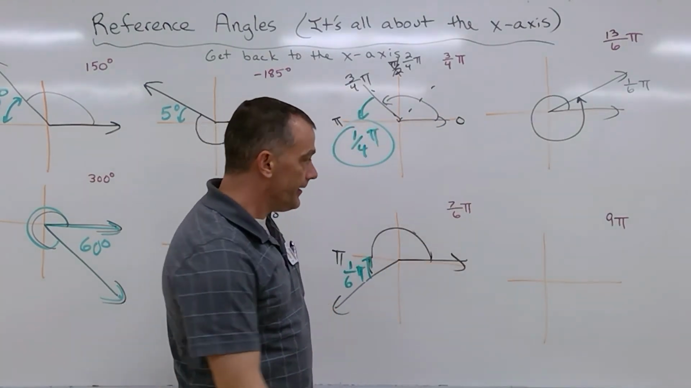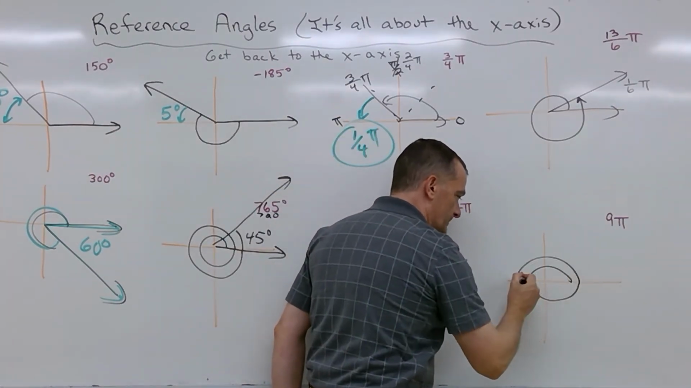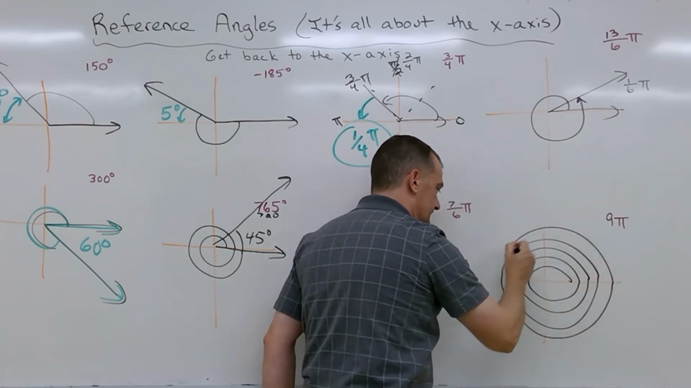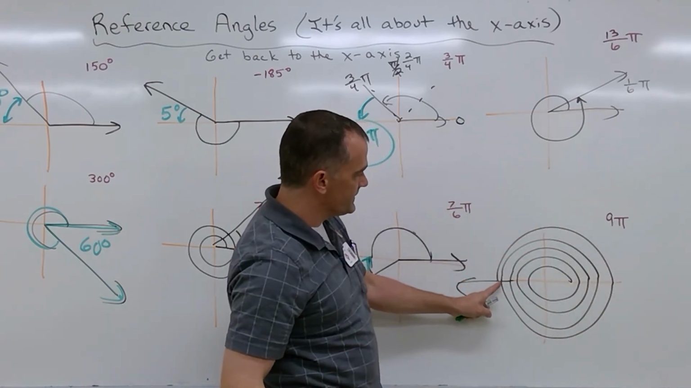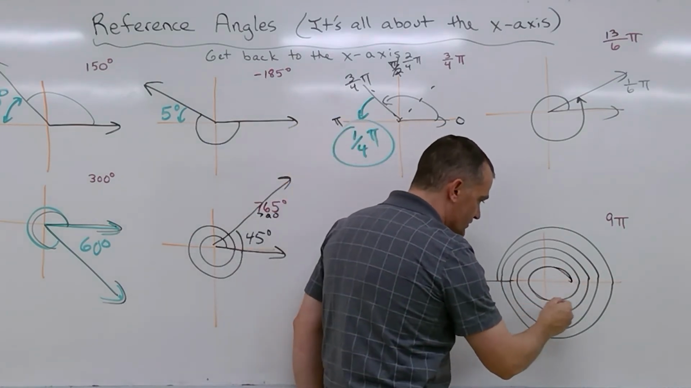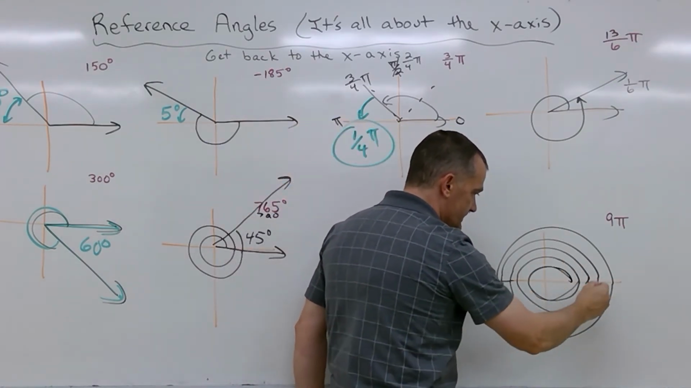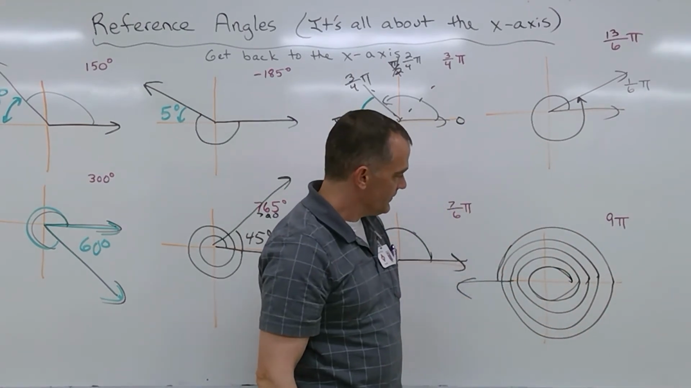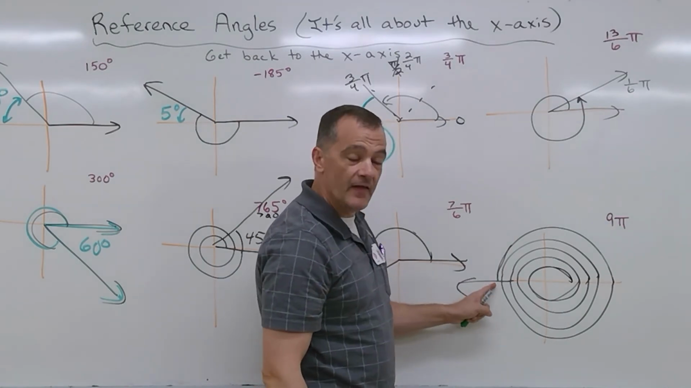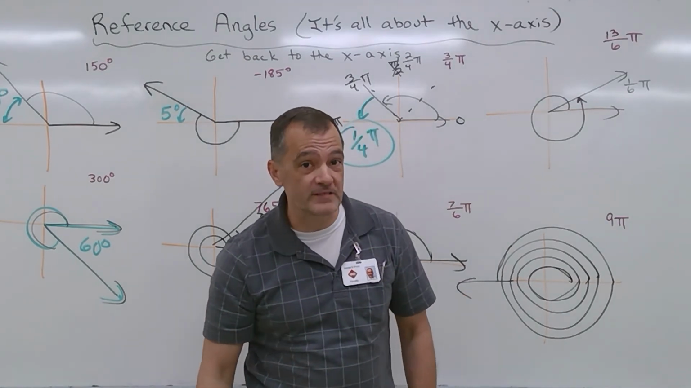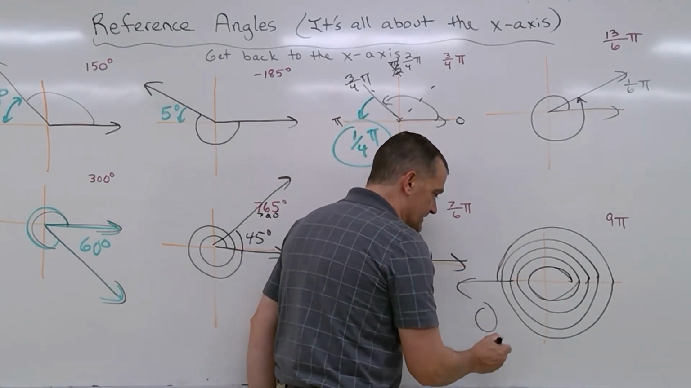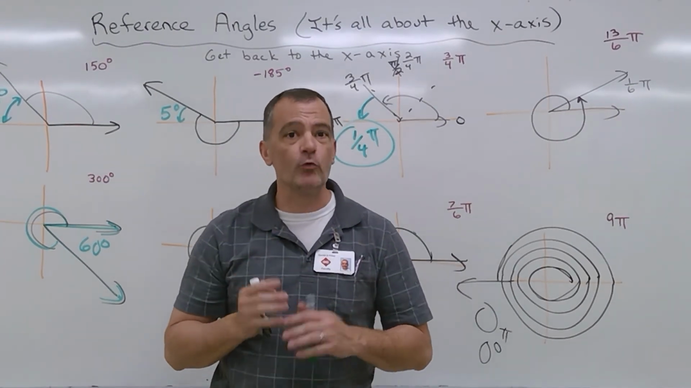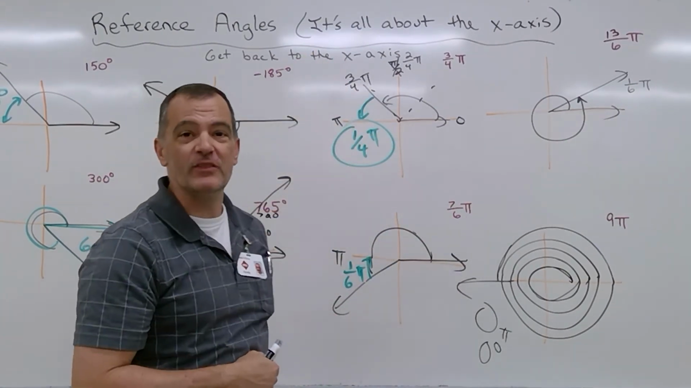And what about 9 pi? Oh my gosh. 1 pi, 2 pi, 3 pi, 4, 5 pi, 6 pi, 7 pi, a few more. That's 8 pi, 9 pi. So 9 pi coincides right here. So this was 2, 4, 6, 8. There's 9 pi right there. It's on the x-axis. Therefore, its reference angle to get back to the x-axis is 0 radians, 0 degrees, whatever you want to call it. Keep in mind, a reference angle is all about the x-axis.